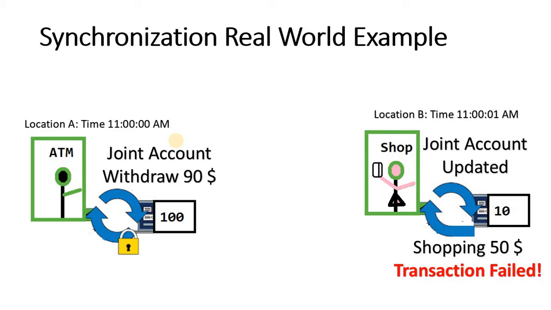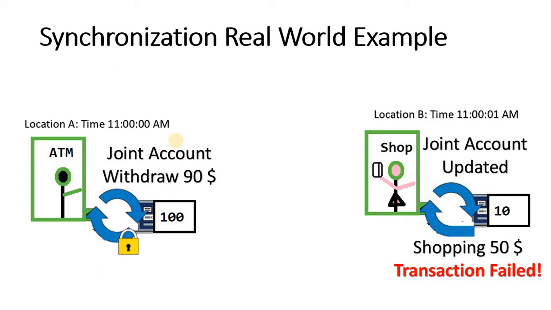So why did this happen? Because the bank won't allow them to take money from their joint account at the same time. Suppose his wife takes $50 and he takes $90, alright? So what happens? $140 will be taken out from the account. So the bank won't allow this. So they made a synchronization.